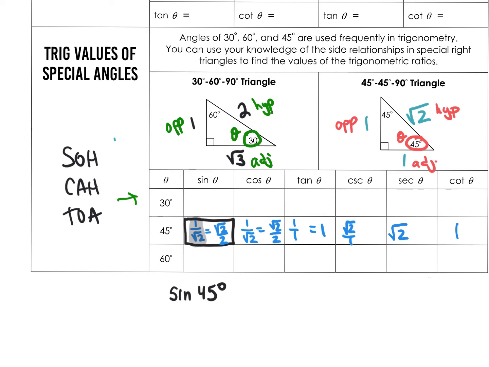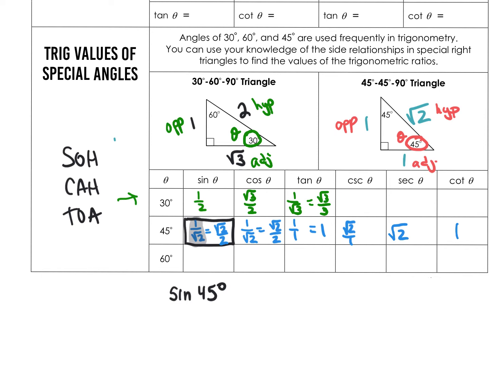So for the 30 degree, the sine of 30 is the opposite over hypotenuse, so that's 1/2. The cosine is adjacent over hypotenuse, so that's square root of 3 over 2. And the tangent is opposite over adjacent. Now, the only one that really needs rationalized is the tangent, so it's square root of 3 over 3 if I just multiply top and bottom by radical 3.